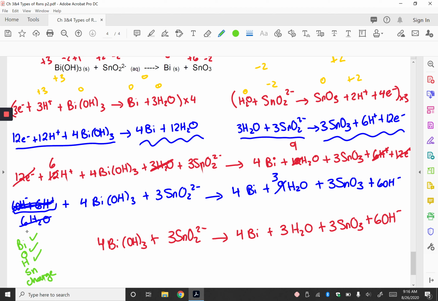Tin, 3 and 3. Good. Now the charge. This is neutral. This is -2, but there's 3 of them, so -6 for a total of -6. Here, neutral, neutral, neutral, -6 for a total of -6. Look at that. We did it.